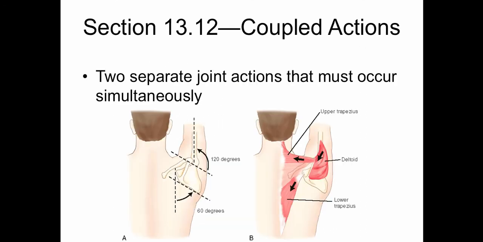In coupled actions, two separate joint actions must occur simultaneously. Abduction of the arm 180 degrees relative to the trunk really consists of two separate coupled joint actions. The two separate coupled joint actions are abduction of the arm at the shoulder joint and upward rotation of the scapula at the scapulocostal joint.